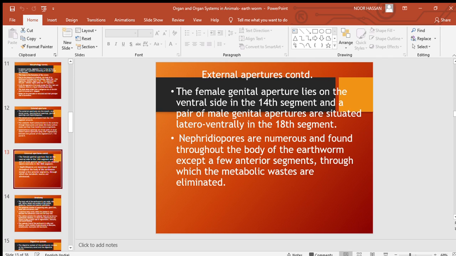The female genital aperture lies on the 14th segment, and a pair of male genital apertures are situated lateroventrally in the 18th segment. And nephridiopores are the apertures which are numerous and found throughout the body of the earthworm except in a few anterior segments. They are present throughout the body except in those few anterior segments. And this is to remove metabolic waste. Through these nephridiopores, metabolic waste is eliminated. So these are the external apertures and their functions.